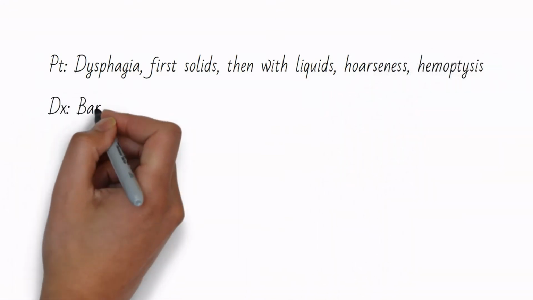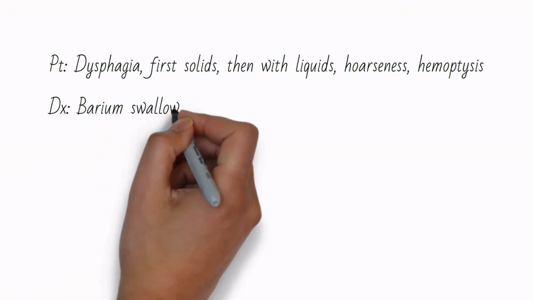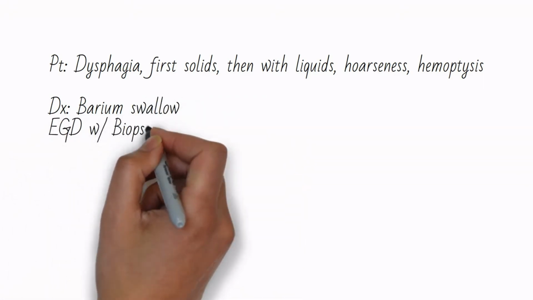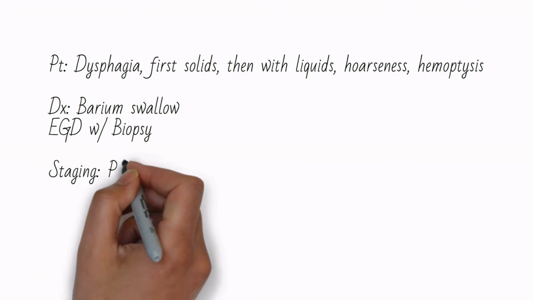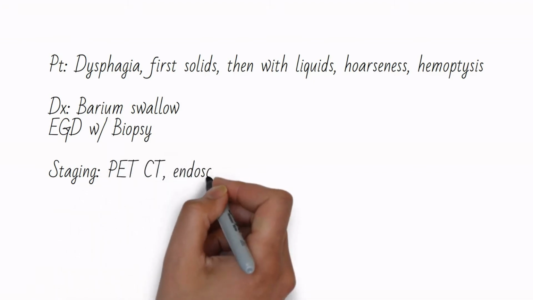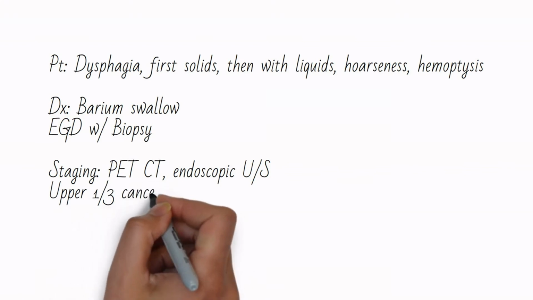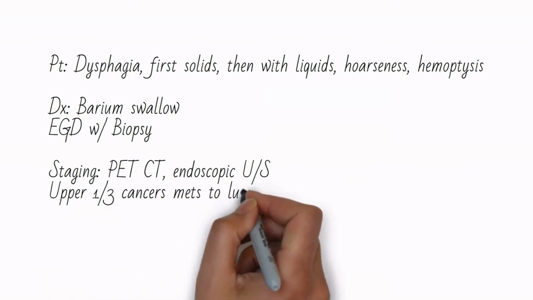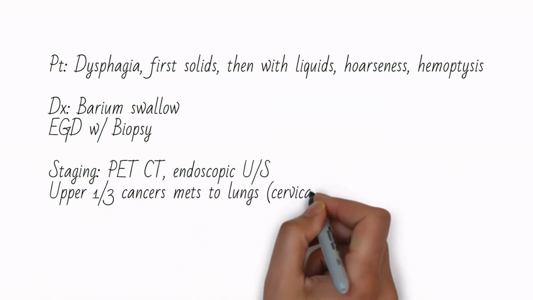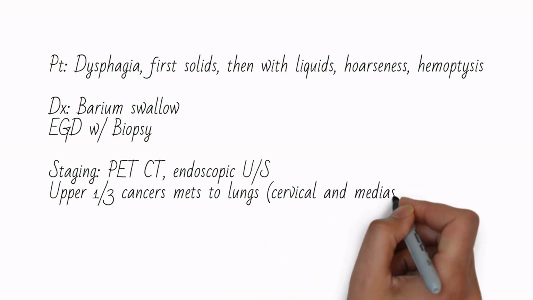The first study is a barium swallow, which can show a narrowing at the obstructive lesion, but patients with alarm symptoms or at high risk should get EGD with biopsy. This EGD with biopsy is required for diagnosis. Staging is done with a PET CT to look for metastasis and endoscopic ultrasound to determine the depth of invasion.